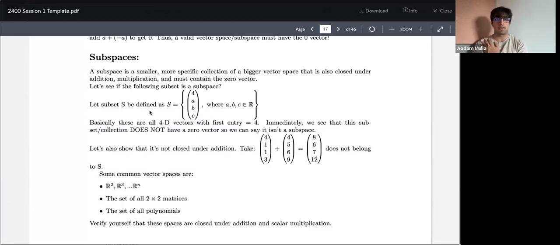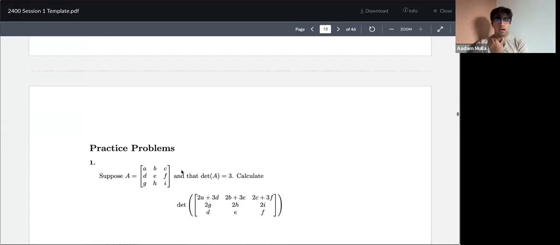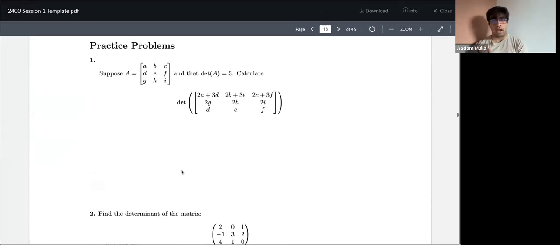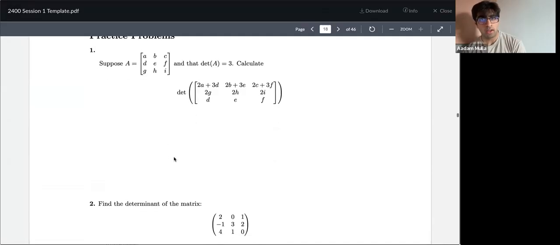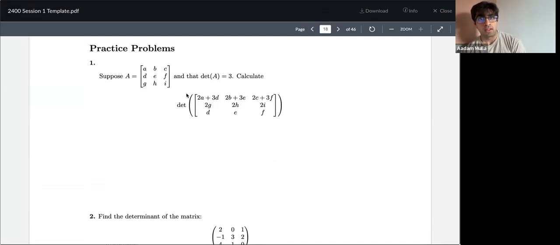So this guy is a subset, but it's not a subspace. Okay, all right. Here's some practice problems. Look through. I'm going to show you problem 1. Problem 1 uses the fact of how row operations affect the determinant. So let's just quickly go over the intuitions.